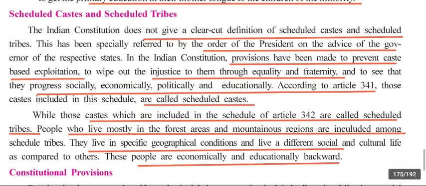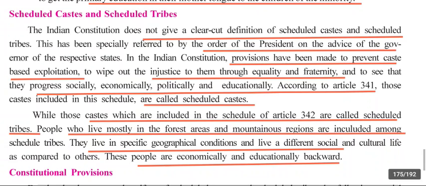Basically, in my personal opinion, I am not sure why they are doing this, but let's not go into that deeper. And to see that they progress socially, economically, politically, and educationally. According to Article 341, those castes included in this schedule are called scheduled castes. So basically, there is an Article 341 in which the list of communities are there, and those communities are considered scheduled caste.